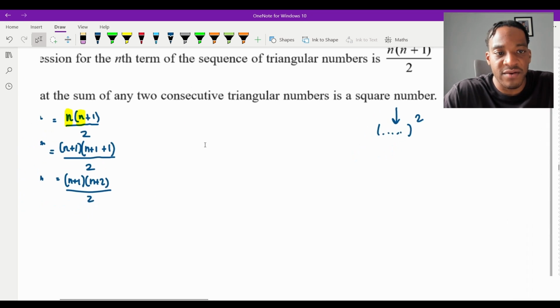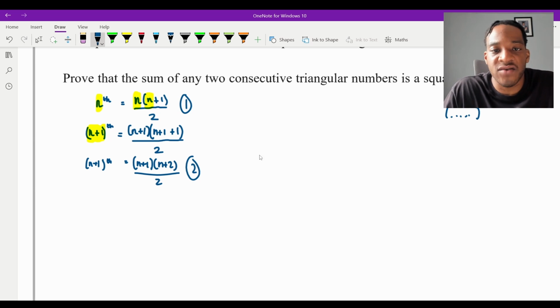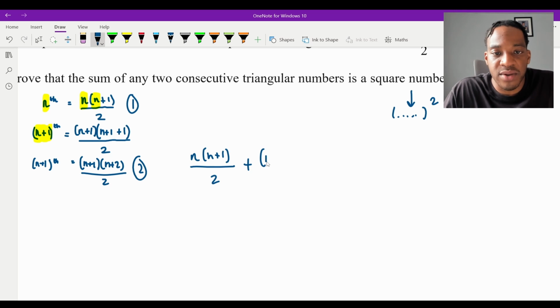And I'm going to work with the two expressions. So I'm going to work with this expression. This is the nth term. I'm going to work with this expression here, which is the n plus 1 term, which is simplified. So we need to add these together. So it's going to be n times n plus 1 all over 2, plus n plus 1 times n plus 2 all over 2.